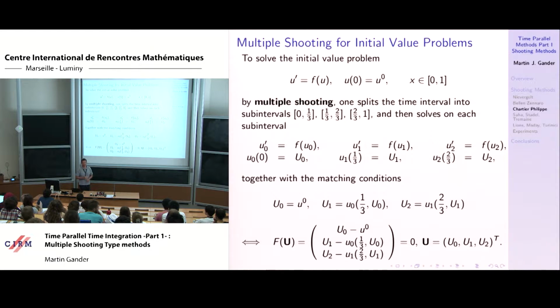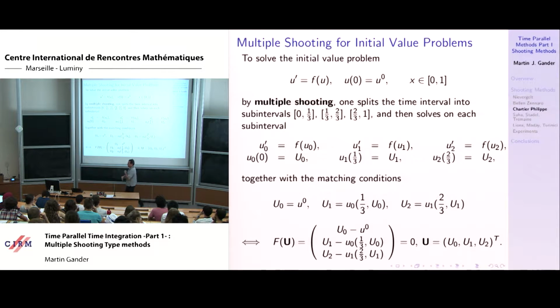So what's their method? Here we have now an ODE. So there's not just a recurrence relation, it's an ODE. So u prime equals f of u, u of 0 equals 0. We want to solve this in the interval 0, 1. And we want to use multiple shooting. Now, shooting methods were not developed for initial value problems. Shooting methods were developed for boundary value problems.